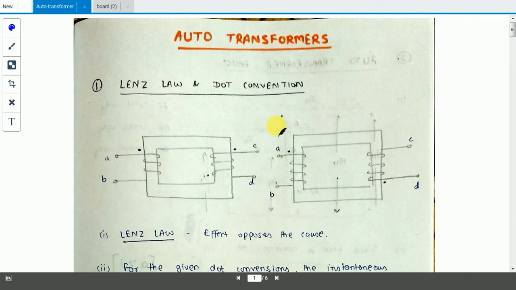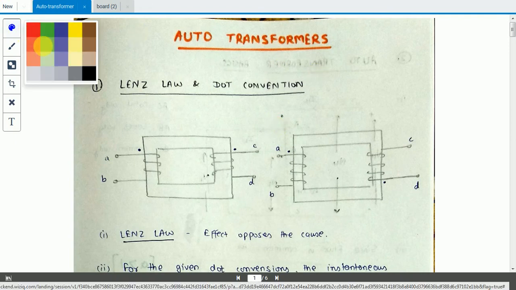Then I'll be giving a list of shortcuts that will be very handy, and you can directly apply those shortcuts in the questions, so you won't be wasting your time on the conventional method that auto transformer questions usually involve. So let's get started. The first topic is Lenz law and the dot convention.